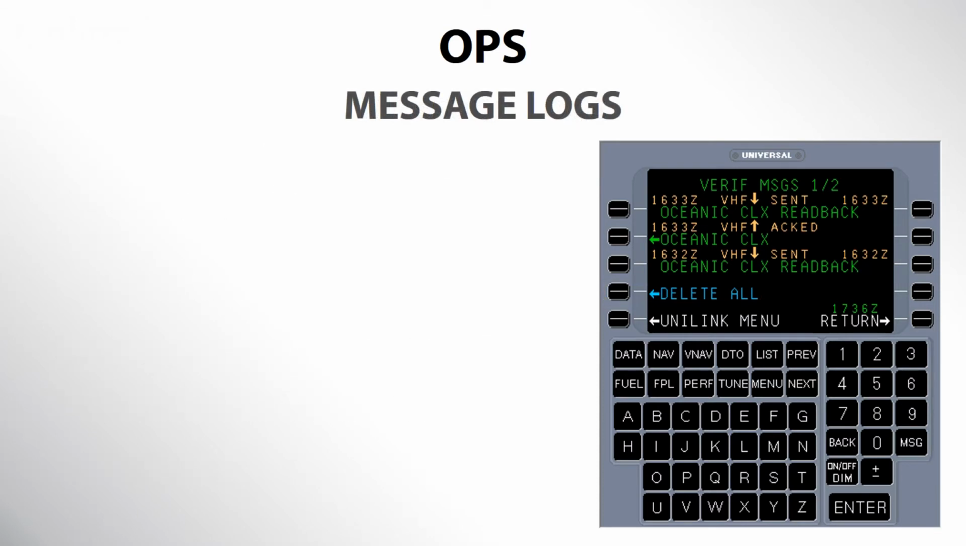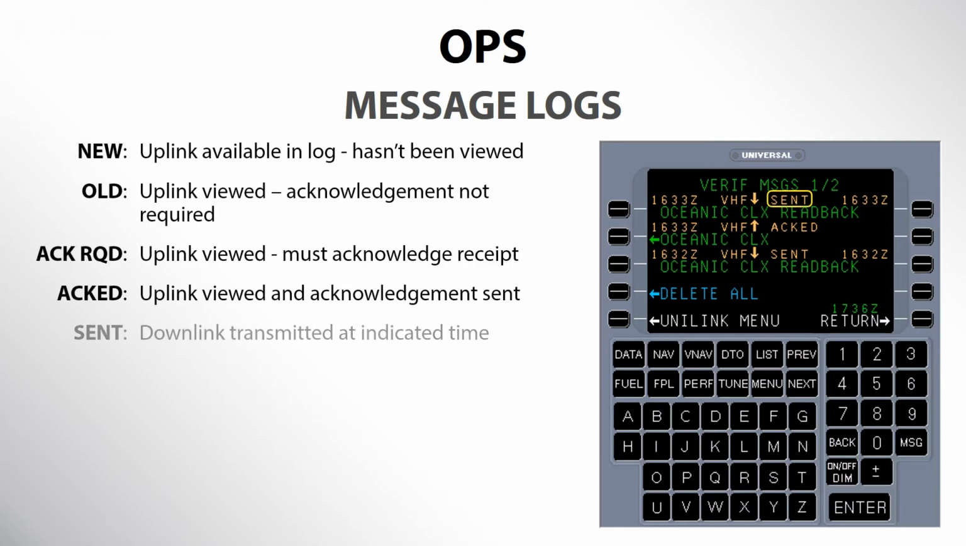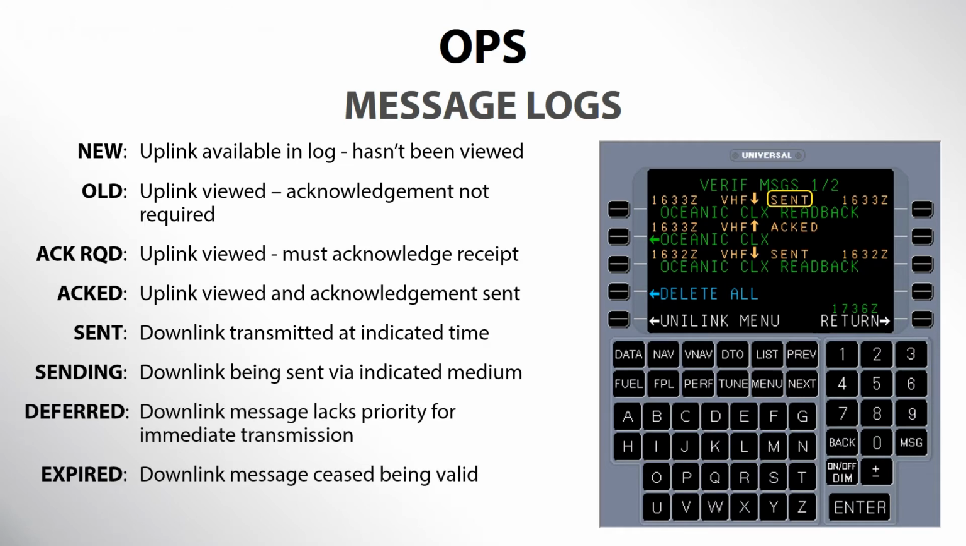Status information is displayed above the message title and includes the time received, transmission medium, uplink or downlink indicator, and status. A message could have one of 8 different statuses. These are listed in your operator's manual.